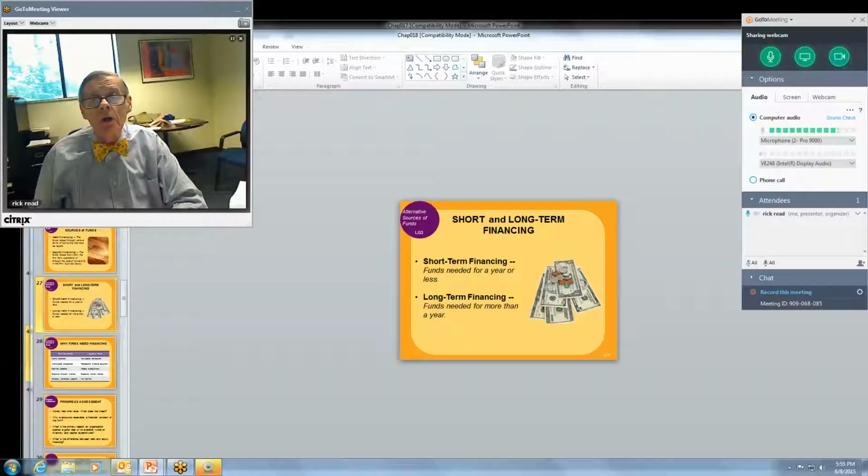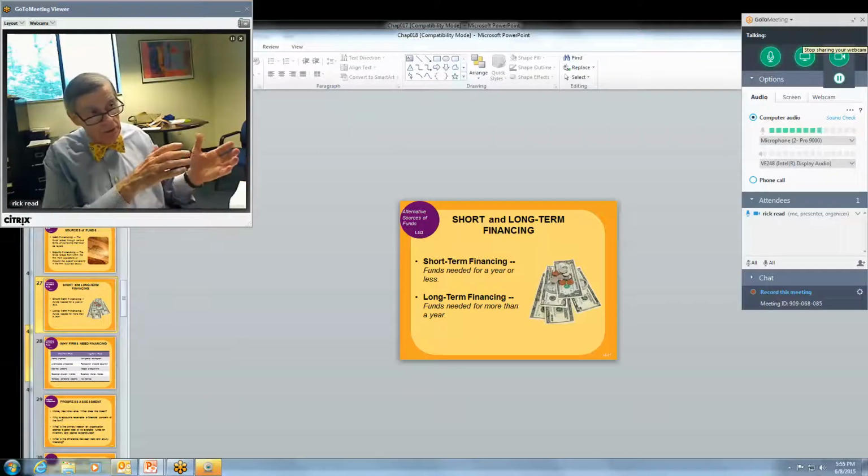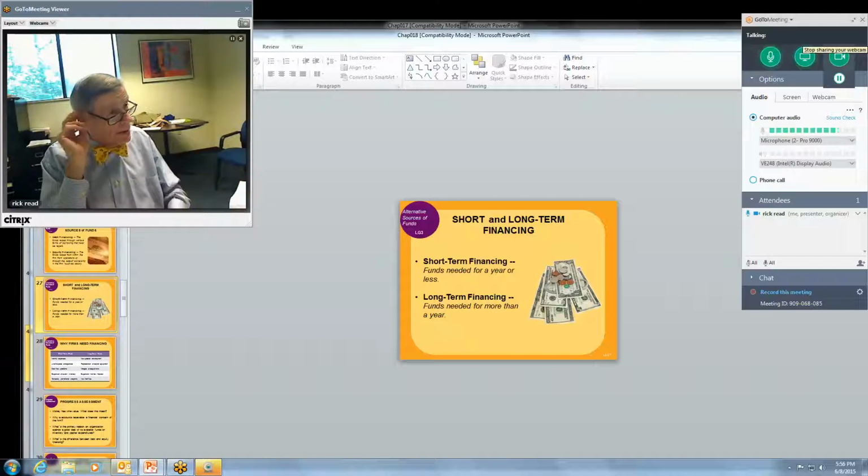Short-term financing just goes back to things we talked about, short-term budgets, money that's needed for a year or less. Long-term financing here, notice again, it's something that's needed for at least a year or more.